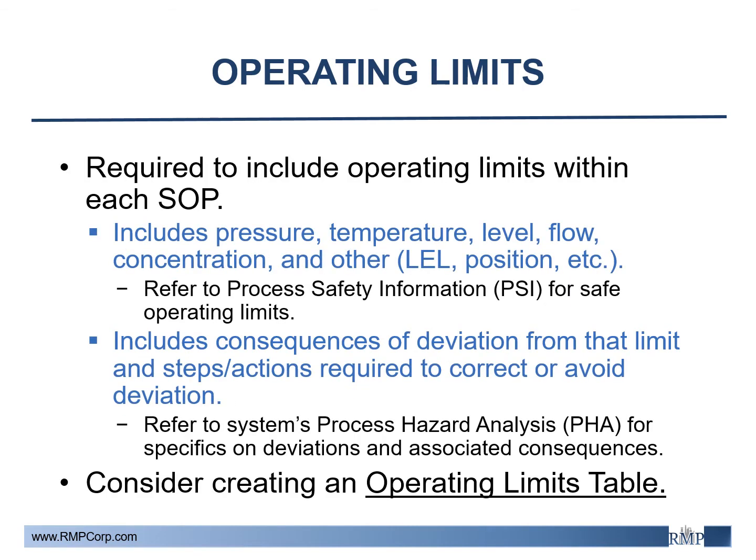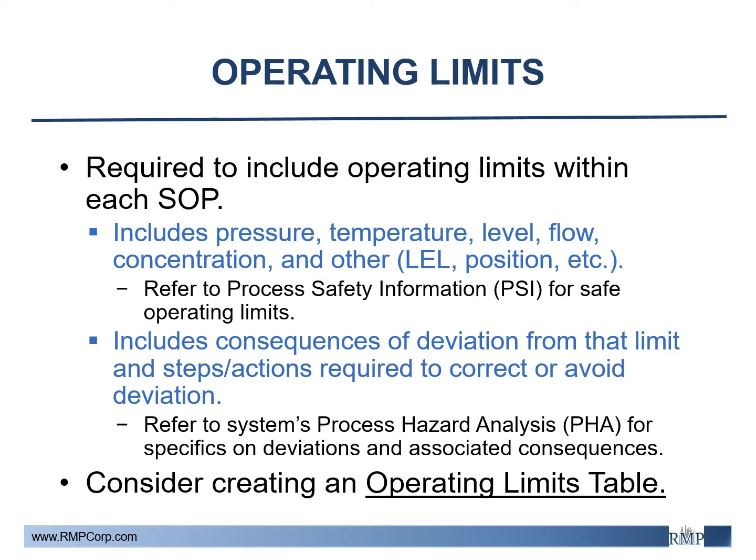Operating limits are required to be included in each SOP. This includes all process parameters, typical ones being pressure and temperature. Some that may not be typically thought of are valve positions and lineup. The system's process safety information, or PSI, should be referenced to identify safe operating limits associated with equipment and piping. The set points of most instrumentation and safety systems are associated with upper and lower safe limits of operation.